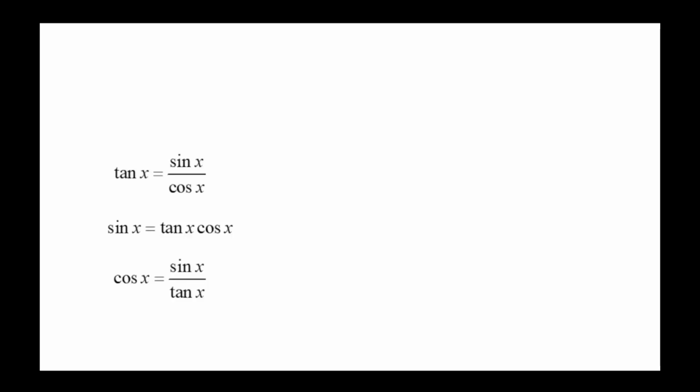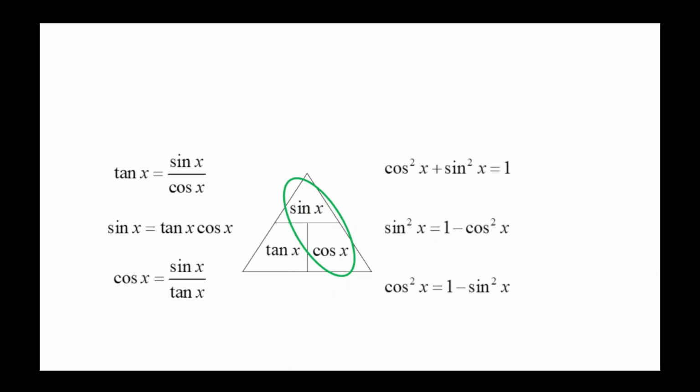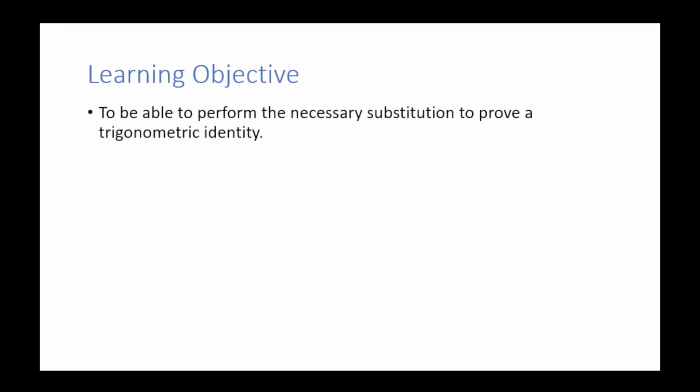For the quotient identity, it might be helpful to think of a pyramid where sine x is at the top. It can then be seen that tan x is equal to sine x over cos x. For the Pythagorean identity, by placing 1 on the top of the pyramid, we can easily conceptualize it as being the sum of sine squared x and cos squared x. The learning objective for this lesson is to be able to perform the necessary substitution to prove a trigonometric identity.